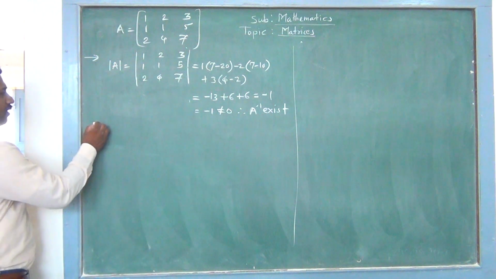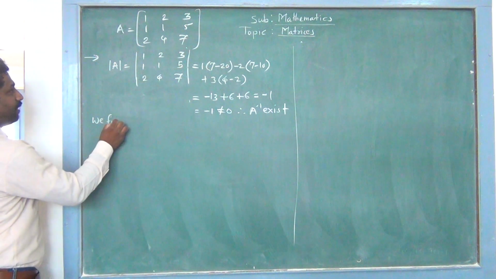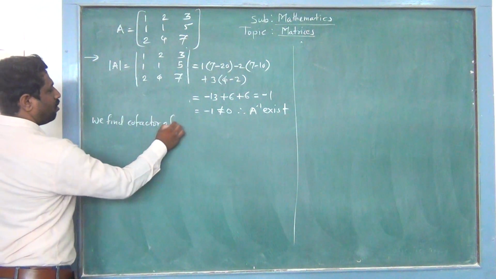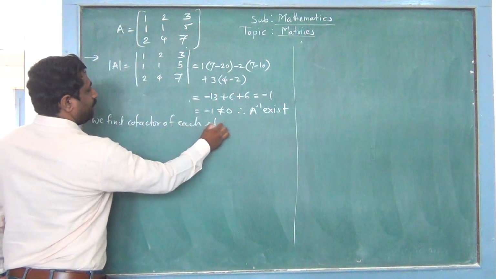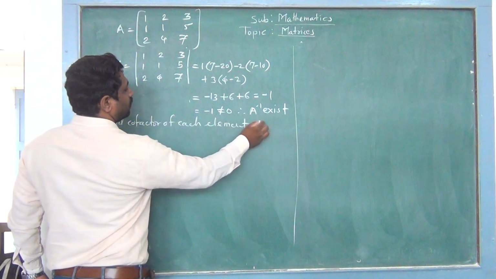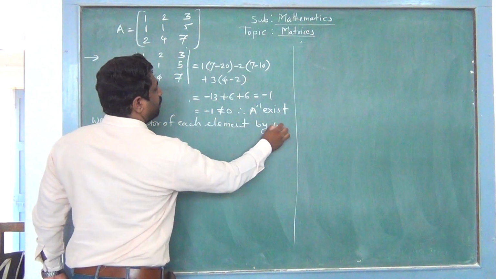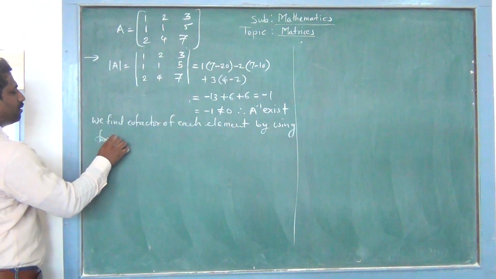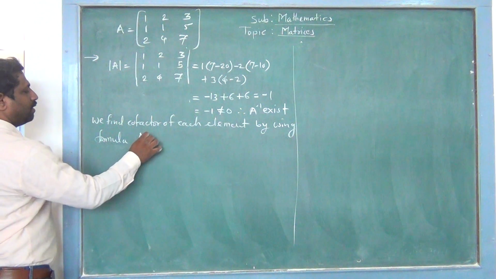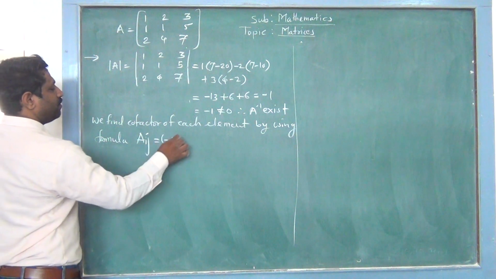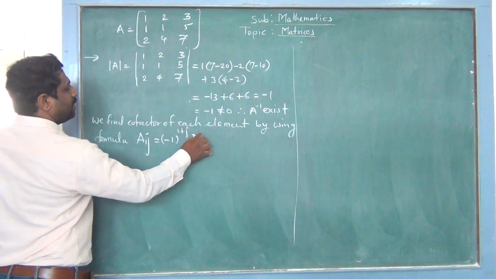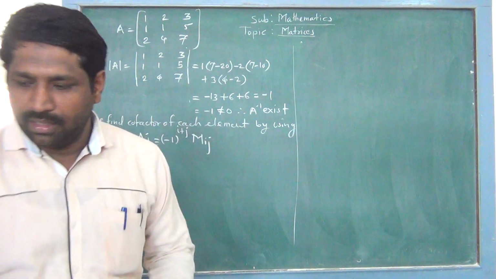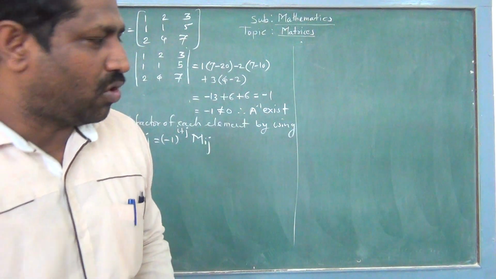Next, now we find the cofactor of each element by using the formula Aij is equal to minus 1 raised to i plus j into Mij. So we write this formula.